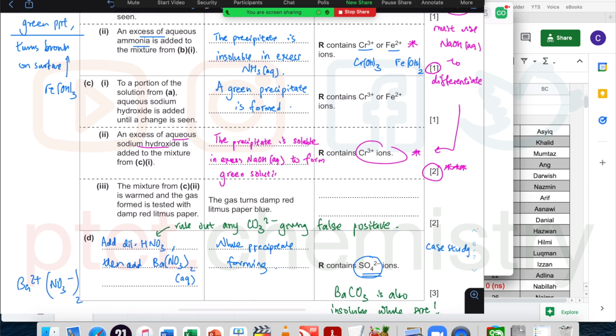Solution, meaning it is not a precipitate. A green solution is a compound containing a transition metal ion, which is colored. So that's the end of that chromium 3 plus versus iron 2 plus case study. Okay, so I hope everyone is clear on this.